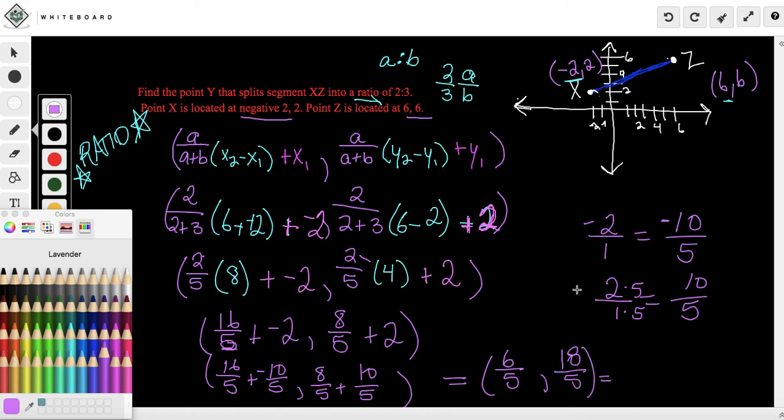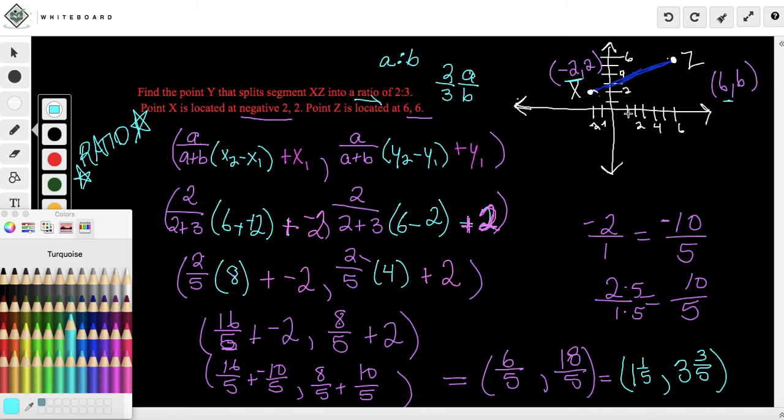If we want to change those into mixed numbers so we can get a better idea of where it is, 6/5, if we change that to a mixed number, 5 goes into 6 one time with 1 left over, so that would be 1 and 1/5. And then 18/5, 5 goes into 18 3 times with 3 left over, right? So 3 and 3/5. So these would be our coordinates that divide xz into a ratio of 2 to 3.